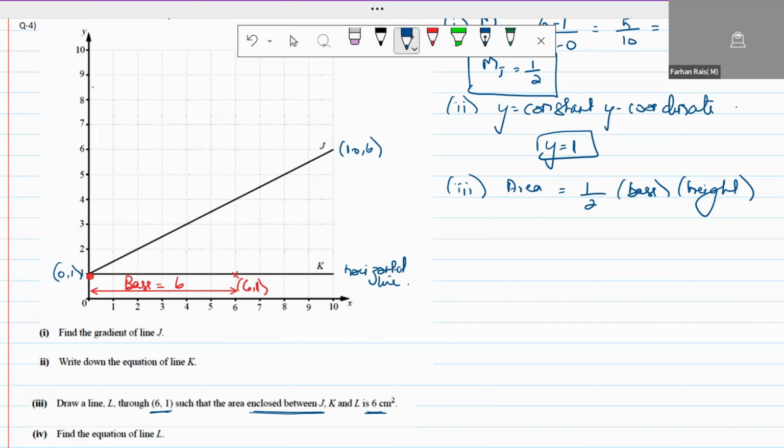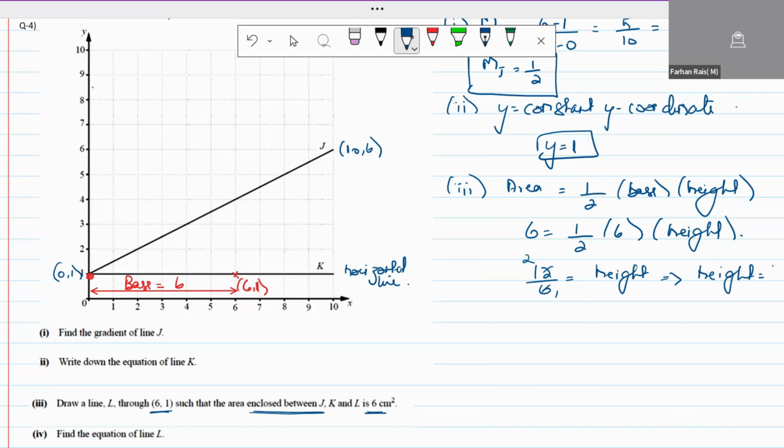Area is already given, that is 6. Base we have already figured out, which is also a 6. And the height is something we don't know about this triangle. If we solve this, we'll get, cross multiply, 2 6 are 12 upon 6 is equal to height. 6 1 are 6, 6 2 are 12, and we get height as 2 units.